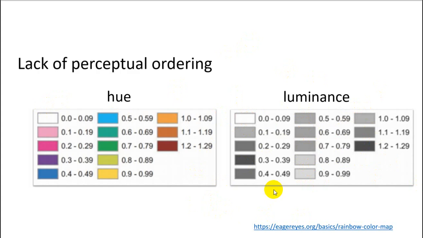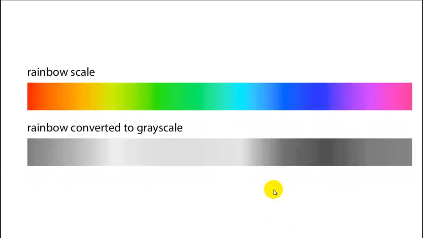Okay, so yeah, there's a lack of perceptual ordering. We don't really know where the rainbow color ramp starts. Does it start with yellow? Does it start with red? It's impossible for us to know which number is the highest.